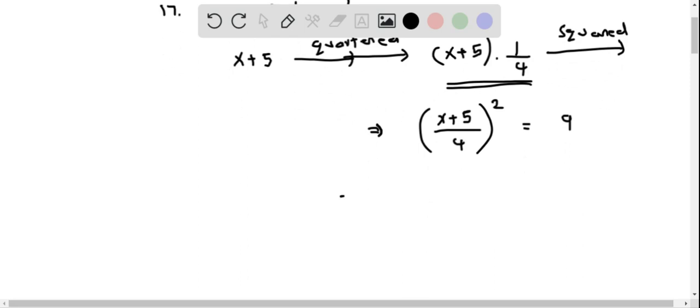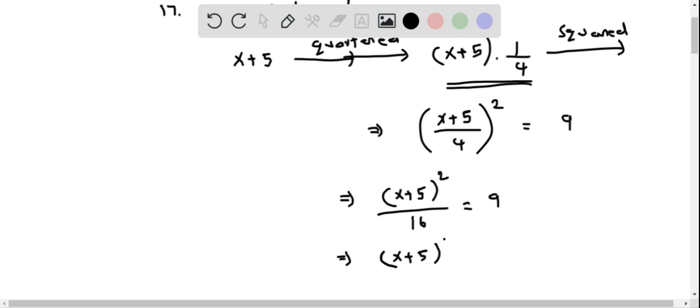And so this equals x plus 5 squared divided by 4 squared equals 9. This 4 squared is 16, so I'm changing this to 16. Now we multiply both sides by 16, and this gives x plus 5 squared equals 16 times 9. And 16 times 9 equals 144. So let me change this to 144.